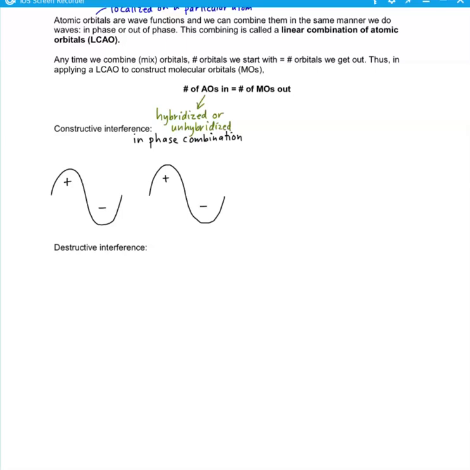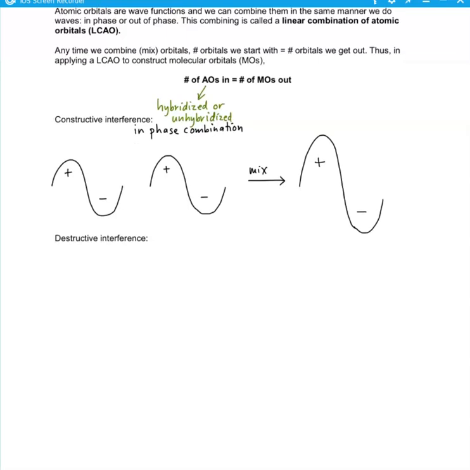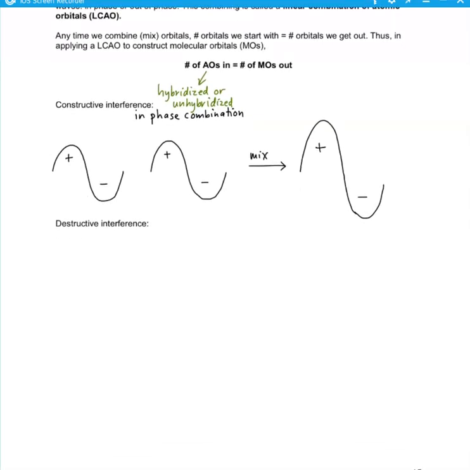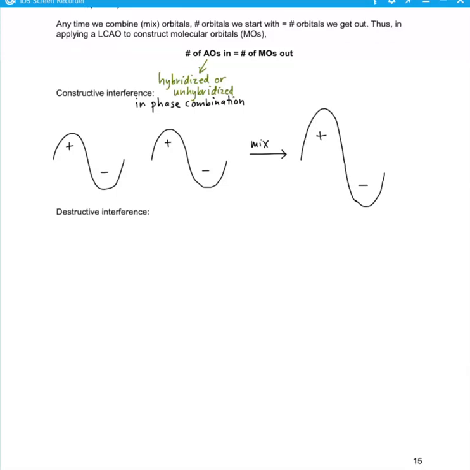So if you combine them in phase, what's happening is that you're lining up the positive region of one wave with the positive region of another, and the negative region of the first wave with the negative region of the second. So as you mix these waves, you'll end up with an increased amplitude of the wave. So it reinforces the wave. By contrast, you have what's called destructive interference, which refers to an out-of-phase combination.